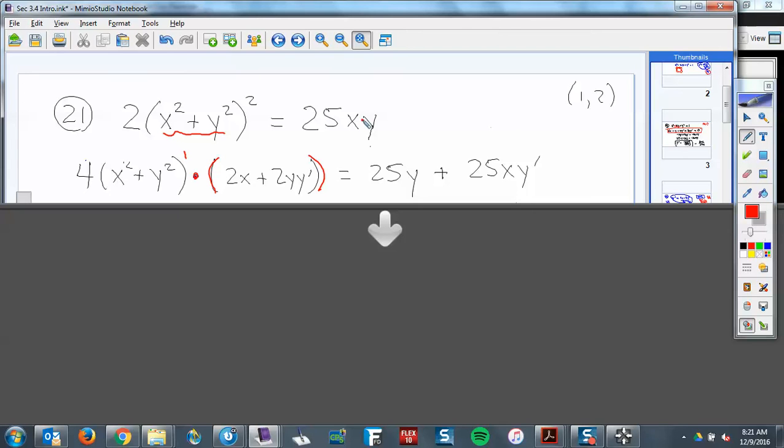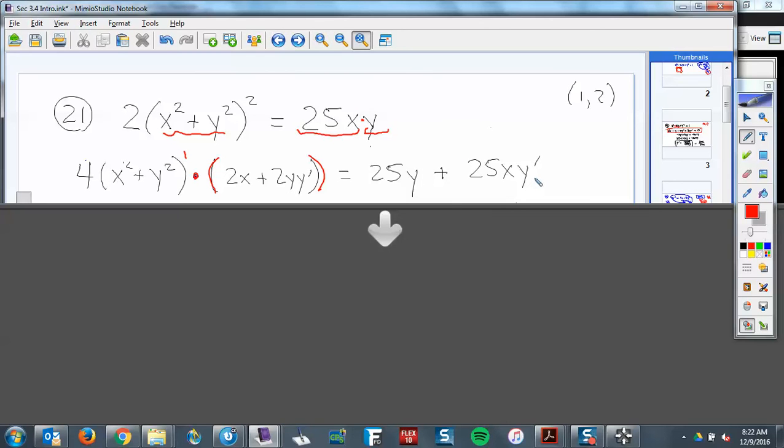This side, we have to do a product rule. Now, I would connect the 25 with the x. So the derivative of 25x is 25 with the y left alone, plus 25x left alone. The derivative of y is y prime.